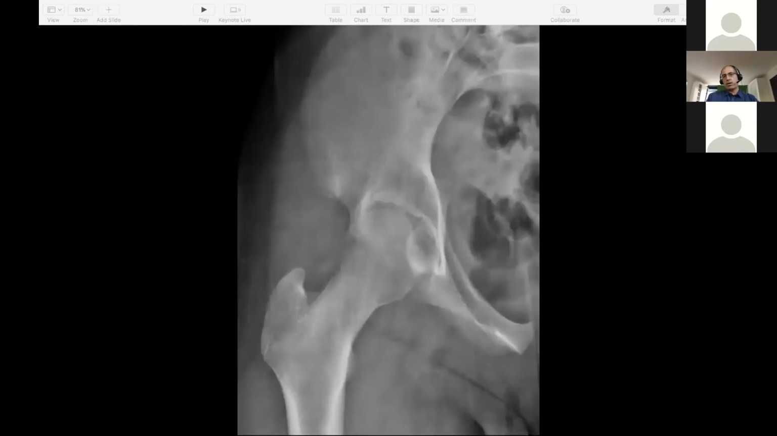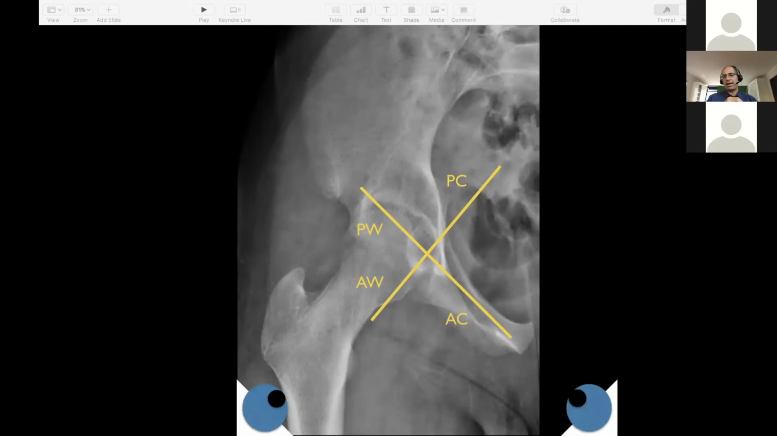Okay, now we also can't forget about the inlet and outlet imaging that I was telling you guys about earlier. You can use those images, just like you can the Judet views or the oblique views, to give you information about the acetabulum. And what I want to show you here is the way that I look at the pelvis, and particularly how I look at it with respect to the acetabular wall and columns.